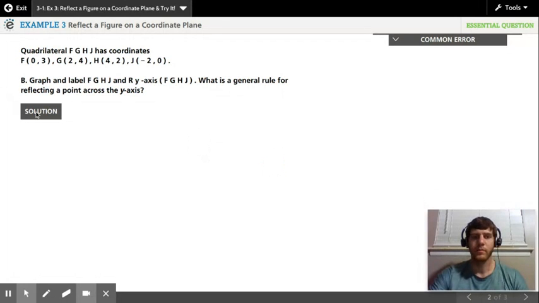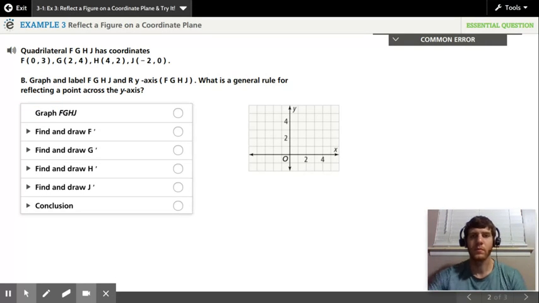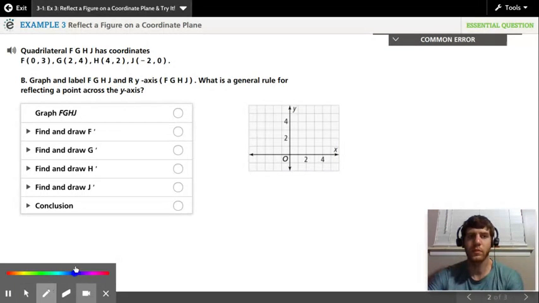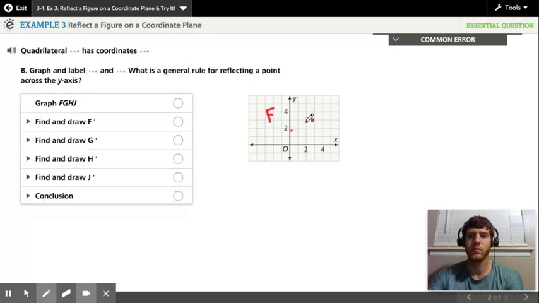There we go. Okay, so this one's going to end up being very similar. If we graph it, it's going to have the same original points. So if we put those in real quick, let's do it in red. We got 0, 3, here's F. We have G, 2, 4. I didn't even graph it right because I'm trying to go fast now. So there's F. Here's G, 2, 4.